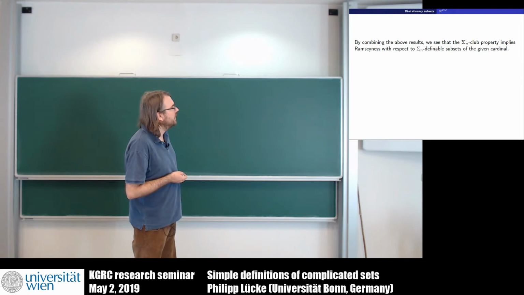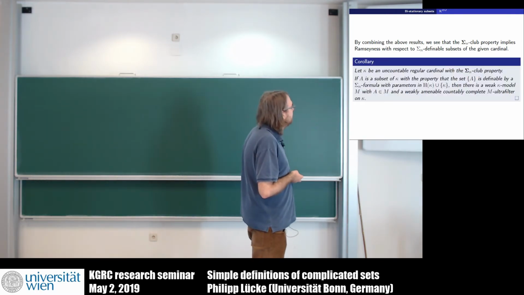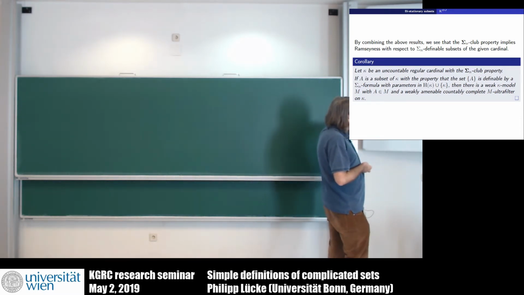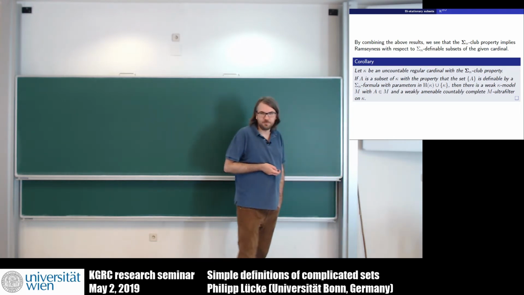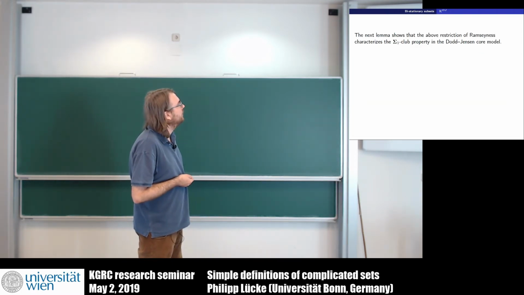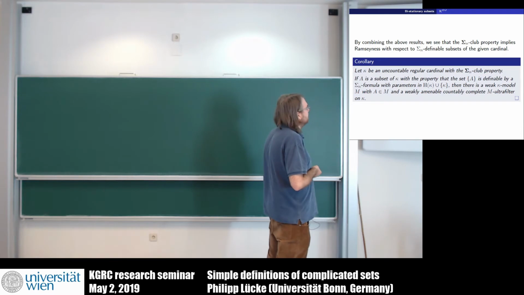And we can now combine these statements to see that if we have the Σn club property and we have a Σn singleton, then this subset will be contained in a weak κ model, and we have a countably complete filter for this model. But then we can now use this to, so this is a fragment of Ramseyness, right?